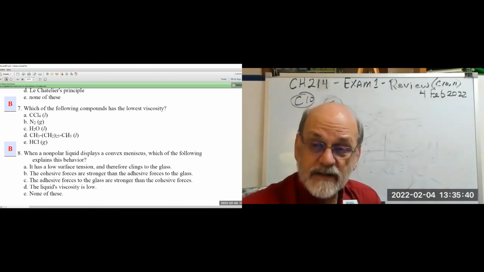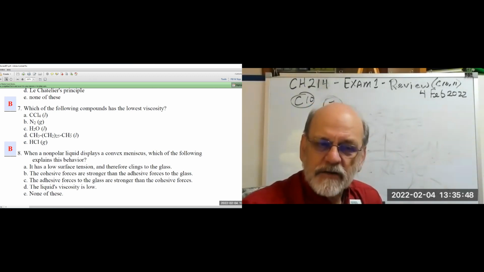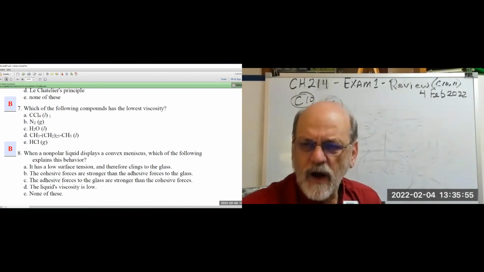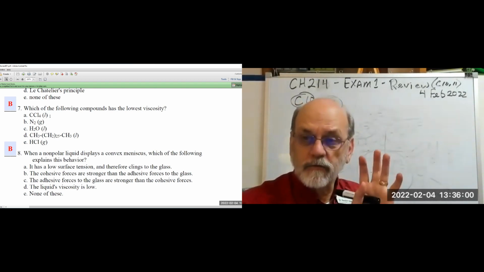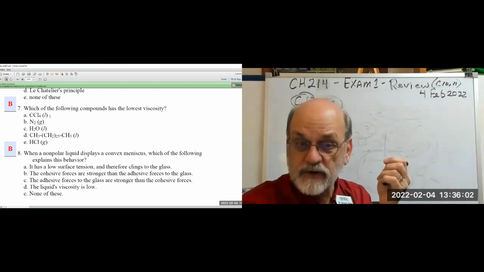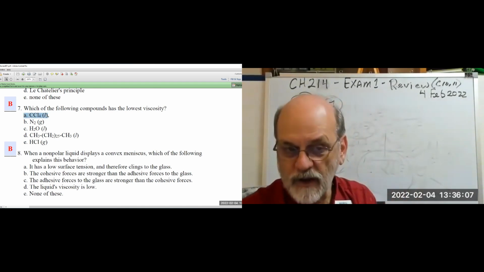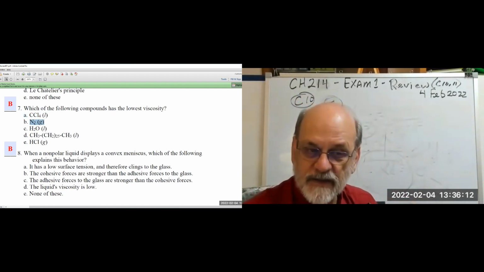And it has high viscosity because the London dispersion forces for this molecule are also great. So what's left? Well, the nonpolars here, carbon tetrachloride, but carbon tetrachloride is a big molecule. So the opportunity for London dispersion forces is much greater for this nonpolar molecule than it is for this smaller one. So the lowest viscosity should be this one, nitrogen.